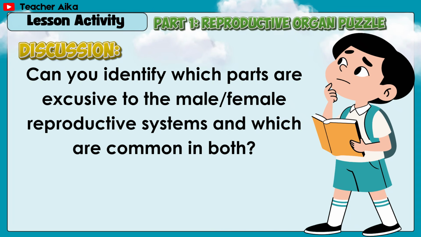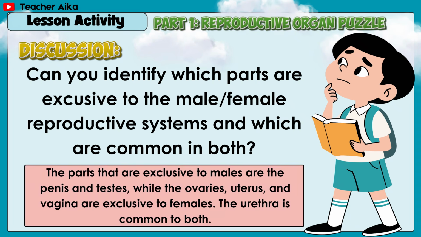Discussion. Can you identify which parts are exclusive to the male or female reproductive systems and which are common in both? Answer. The parts that are exclusive to males are the penis and testes, while the ovaries, uterus, and vagina are exclusive to females. The urethra is common to both.